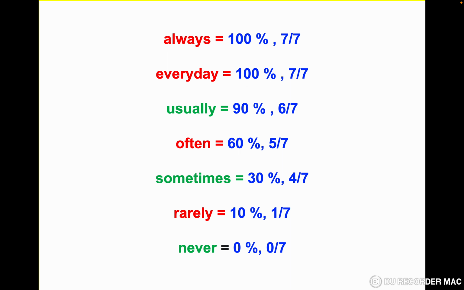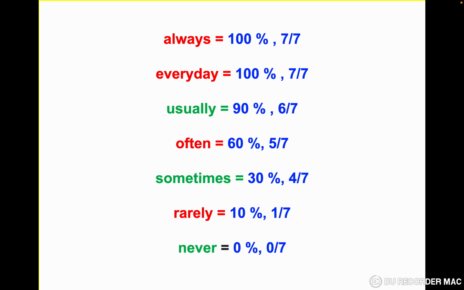Now we are going to explain the repetition of each adverb of frequency. For example, always means it is repeated 100%. What does this mean? If we take the 7 days of the week, and we say I always watch TV, it means every day. It means 7 days out of 7 days, all the days of the week. So 7 out of 7.